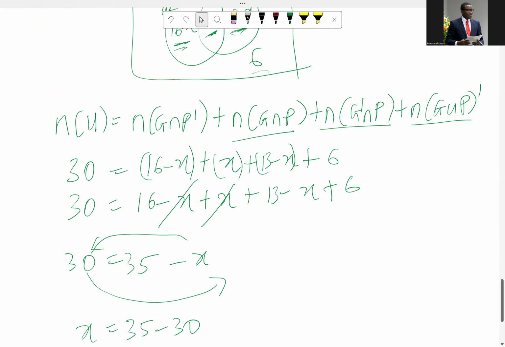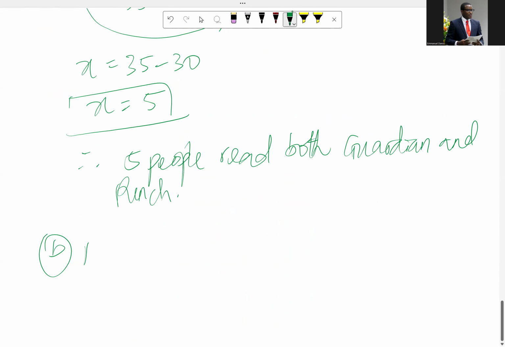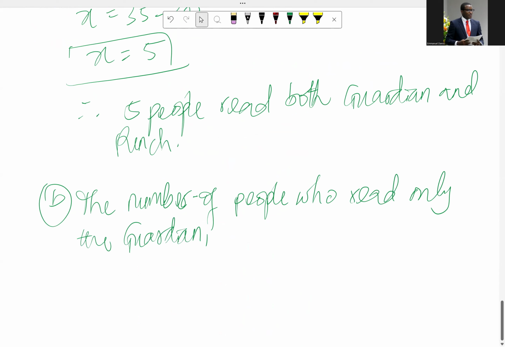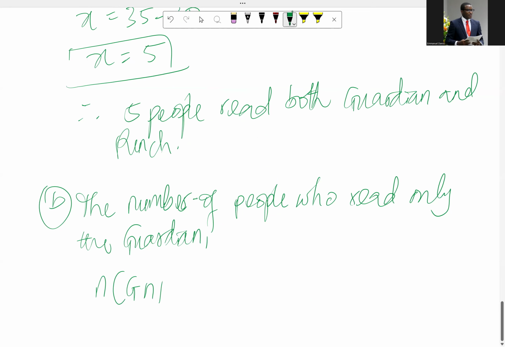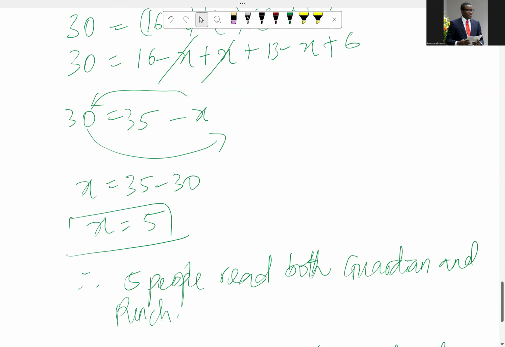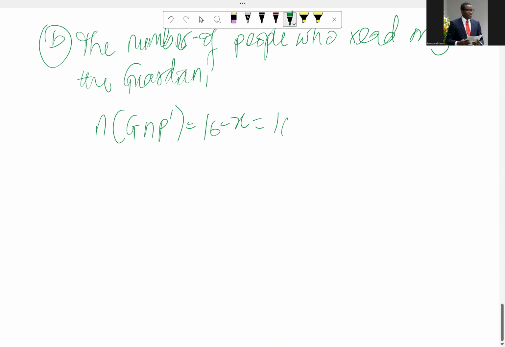So B, the number of people who read only the Guardian, is given as the cardinality of Guardian intersection Punch prime, which is 16 minus x, as you can see up here. So only the Guardian, 16 minus x. And x is already known to be 5. So that will be 16 minus 5, and that is 11. So 11 people read only the Guardian.